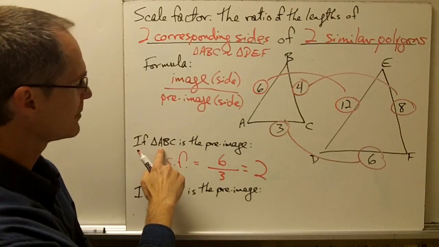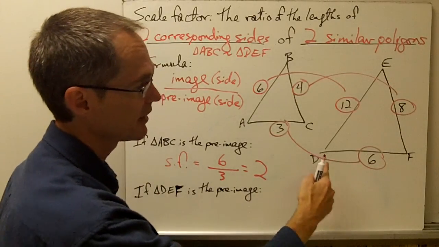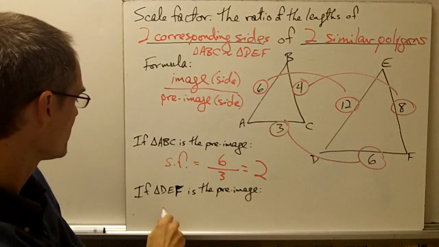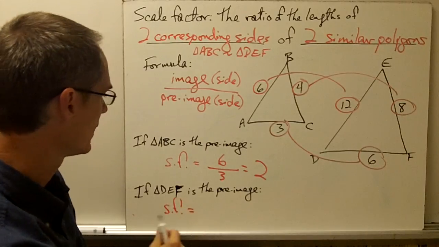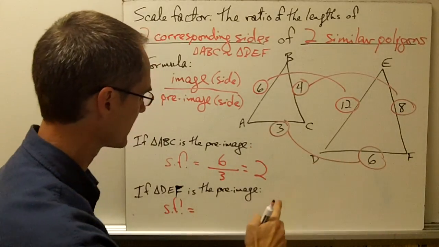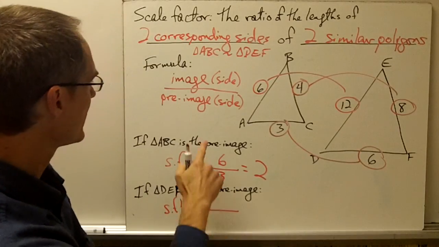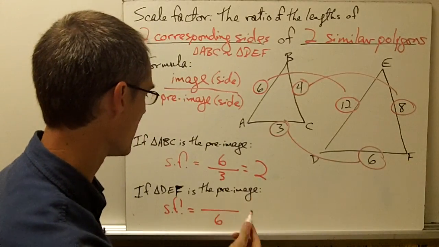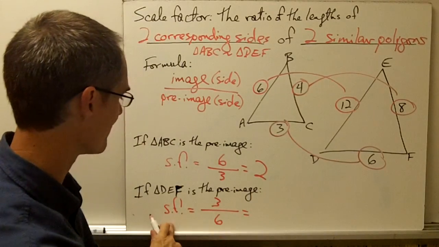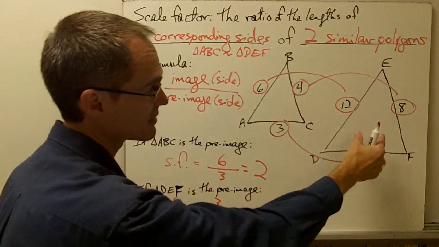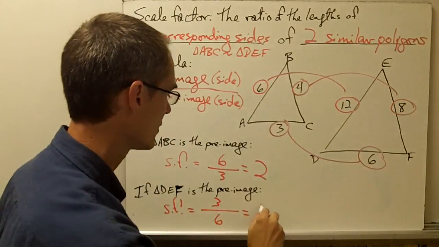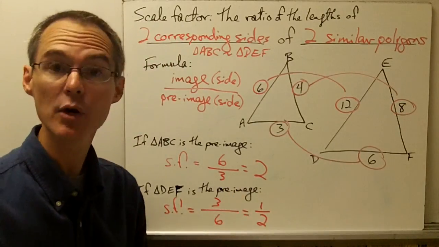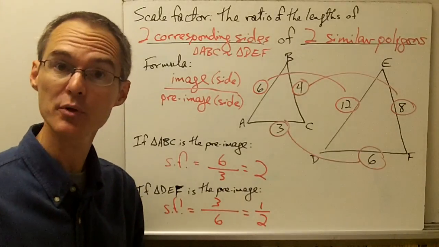Well, that's if triangle ABC is the pre-image. If triangle DEF is the pre-image, that means I've got different numbers on the top and the bottom. So if DEF is the pre-image, let's just use the same pair of corresponding sides. That means the DEF side is going to go on the bottom, so 6 goes on the bottom and 3 goes on the top, which means that if triangle DEF is my pre-image and ABC is my image, my scale factor would be 1/2. And you may notice that those scale factors are reciprocals of each other.